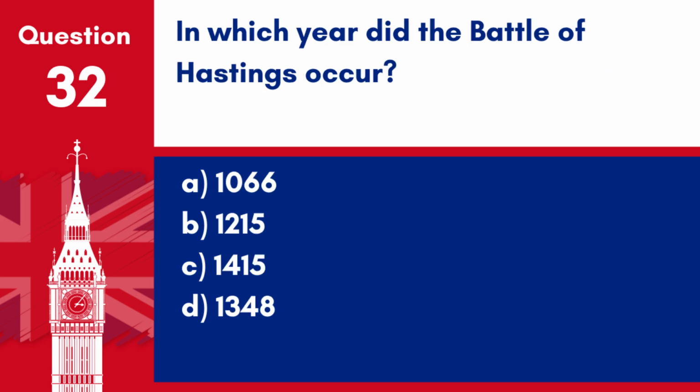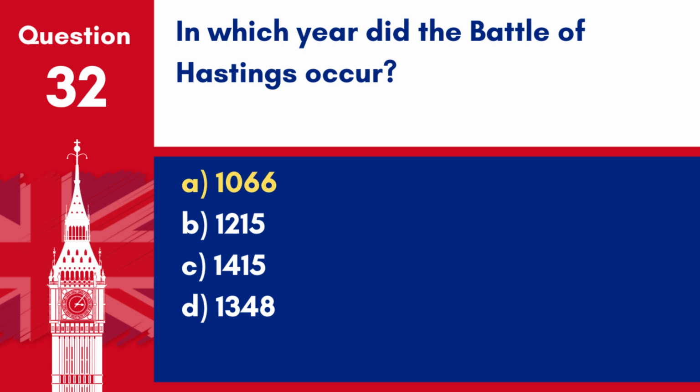Question 32. In which year did the Battle of Hastings occur? A. 1066. B. 1215. C. 1415. D. 1348.